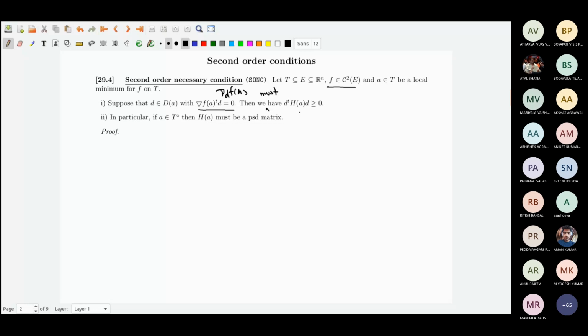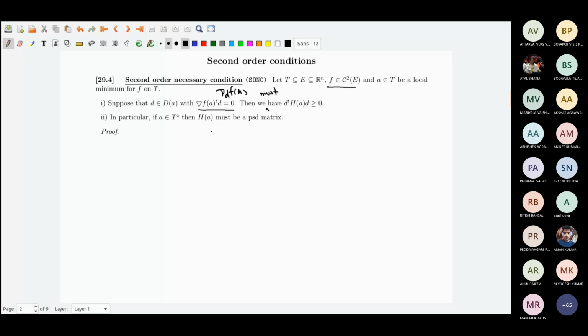In particular, if A is in the interior of the set, then HA must be a positive semi-definite matrix. This is a necessary condition. The translation to the single variable case would say that the second derivative is greater than or equal to 0.